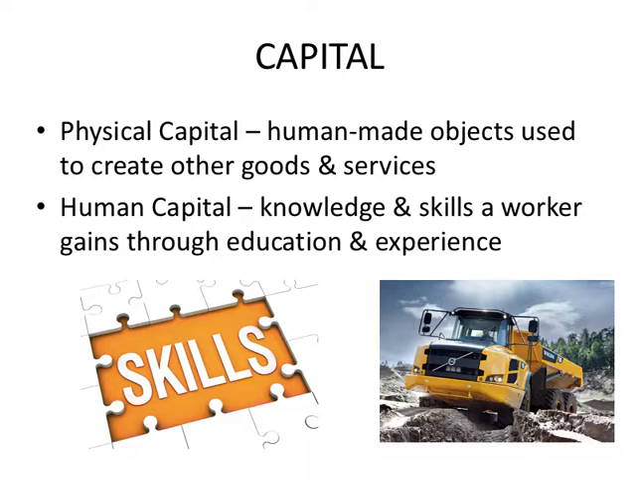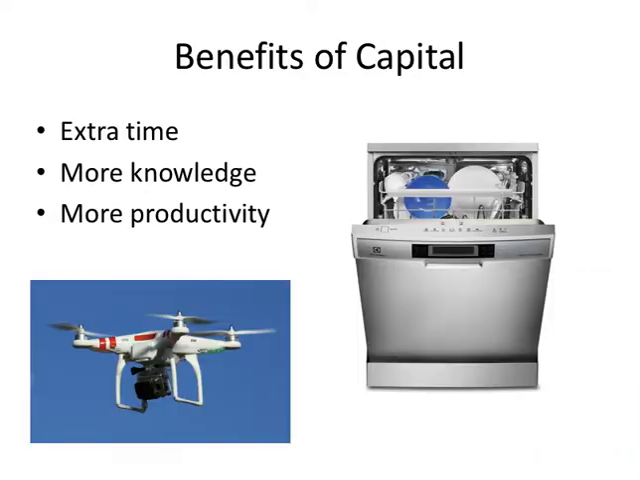So this is why there's always a push to go to college, because we want you to increase your human capital so that you can be more efficient, which allows you to create goods and services and maybe even become an entrepreneur in what you're trying to do. So land, labor, and capital, and there are two different types of capital there. The benefits of capital: physical objects and the knowledge base. Well, it's going to give you extra time to have more knowledge and more productivity.